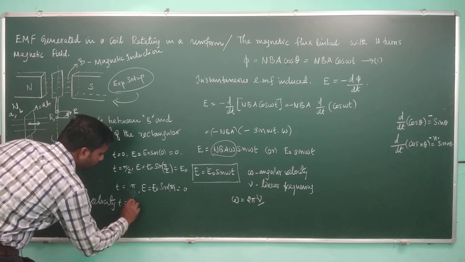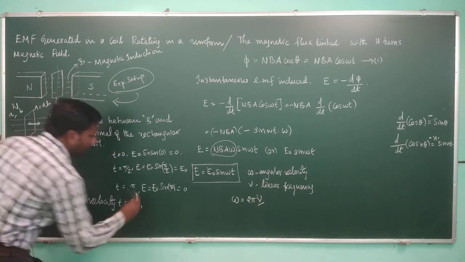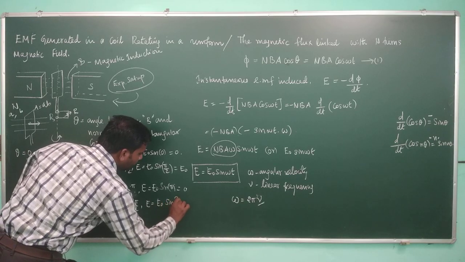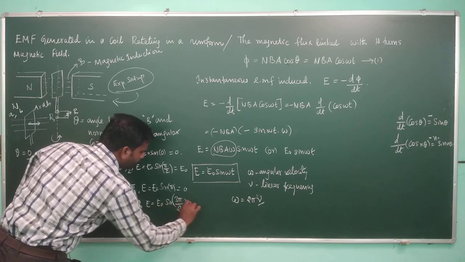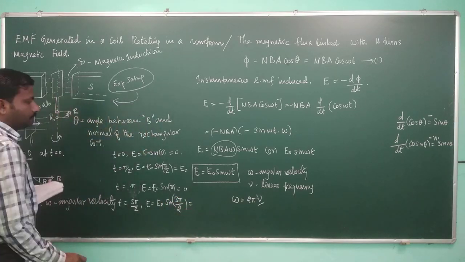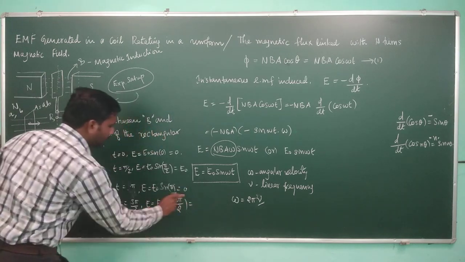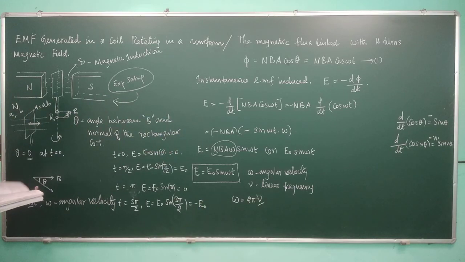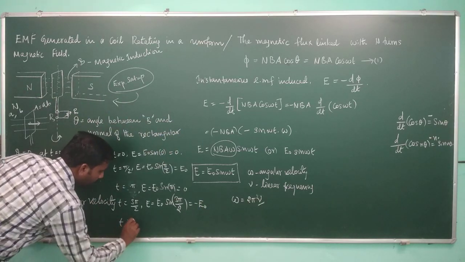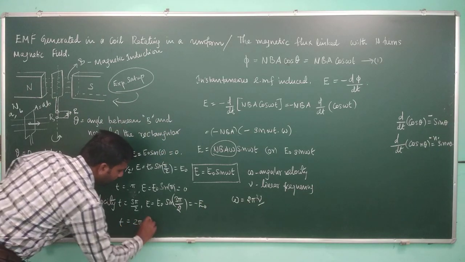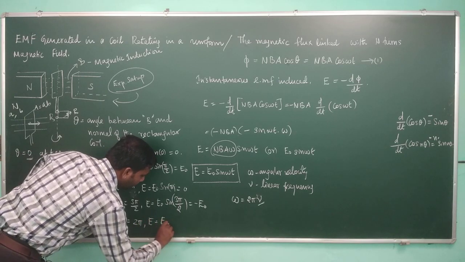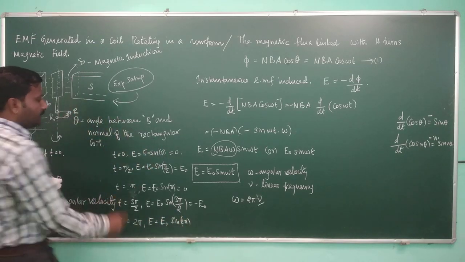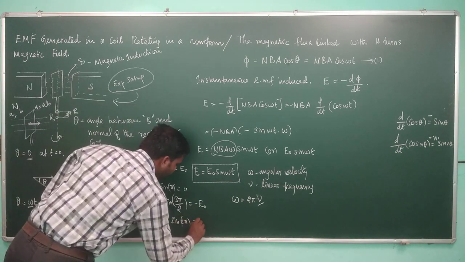Then for t equal to 3 pi by 2, which is 270 degrees, E naught sin 3 pi by 2 becomes minus 1. Sin of 3 pi by 2 equals minus 1, so that gives minus E naught. Then for t equal to 2 pi, we get sin of 2 pi. Sin of 2 pi and sin 0 are the same, so that becomes 0.